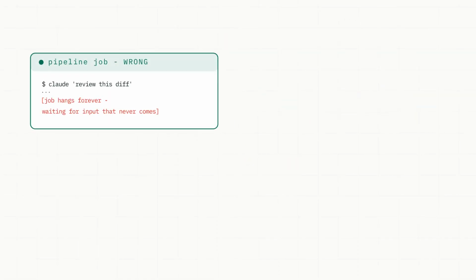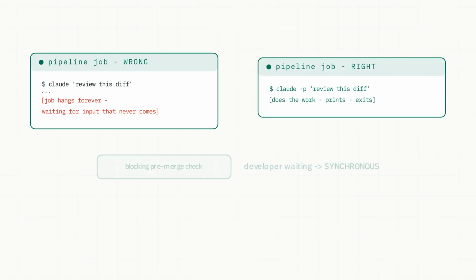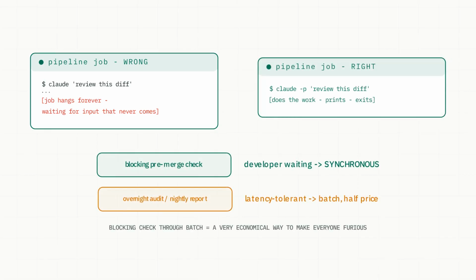Claude Code in a pipeline must run non-interactively, with the print flag, the one that takes a prompt, does the work and exits. Omit it and the pipeline job hangs forever, waiting for input that will never come. The exam adores that symptom. Then the latency law, a blocking pre-merge check that a developer is sitting there waiting on must run synchronously. The batch interface, with its within-a-day turnaround, is for the latency-tolerant work, the overnight audit, the nightly report. Route a blocking check through batch, and you've built a very economical way to make everyone furious.